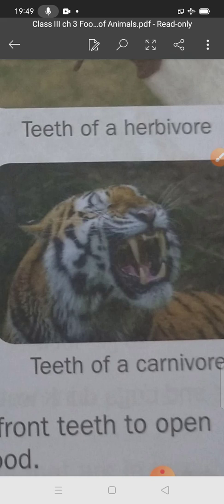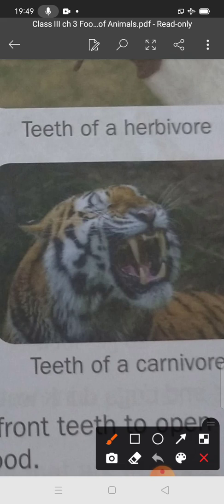You can see, students, they have sharp pointed teeth. What is the function of these teeth? To help them tear the flesh. And they also have broad, flat teeth at the back that help them to chew the food. And they also have a strong jaw. Understand what I am saying?